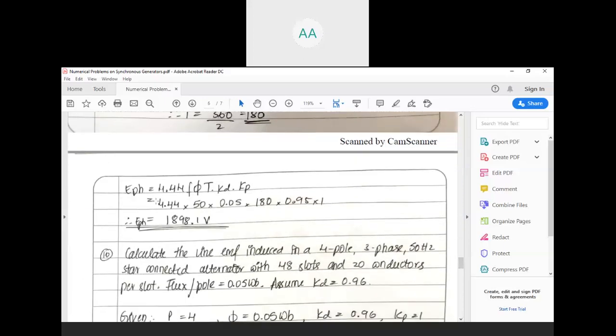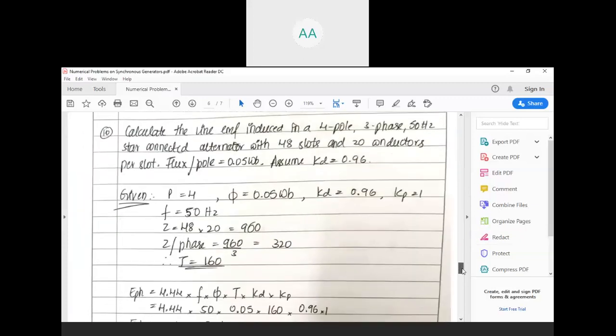So the equation is EPH equals 4.44 into F into flux into turns per phase into Kp into Kd. So 4.44 into 50 into 0.05 into 180 into 0.95 into 1. So EPH is 1898.1 volts. This is the equation you get there, and this is how you can find out the value of EPH. Okay, moving on to the last problem.